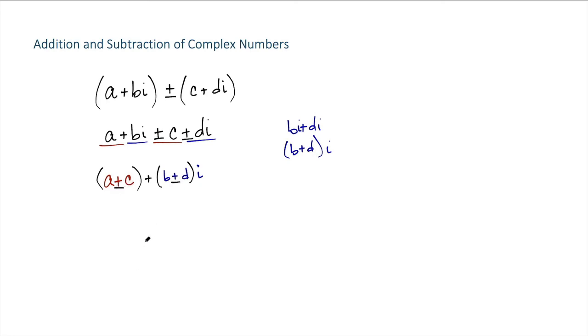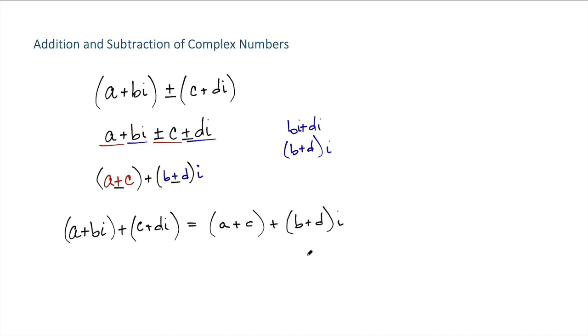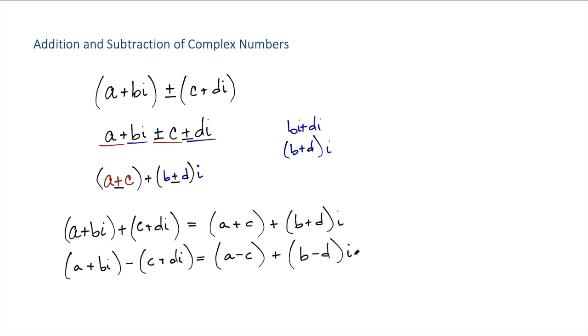Okay, so the rule that we have now, and I'll go ahead and write this as our two rules: a plus bi plus c plus di is equal to a plus c plus b plus d i. And a plus bi minus c plus di is equal to a minus c plus b minus d i. And that's how we add and subtract complex numbers.